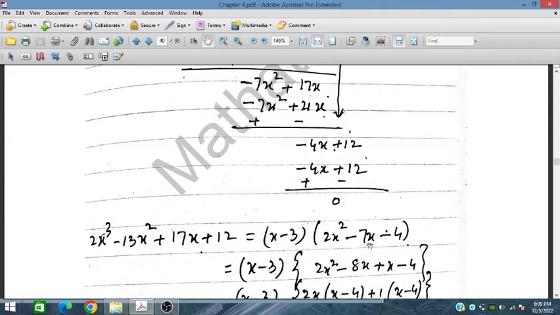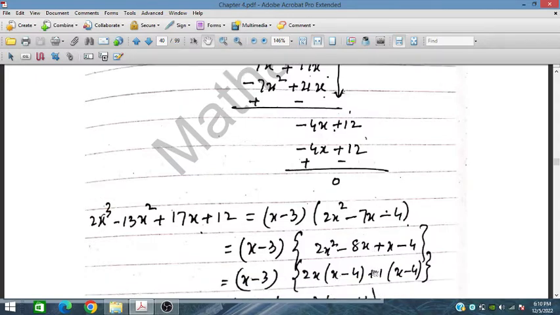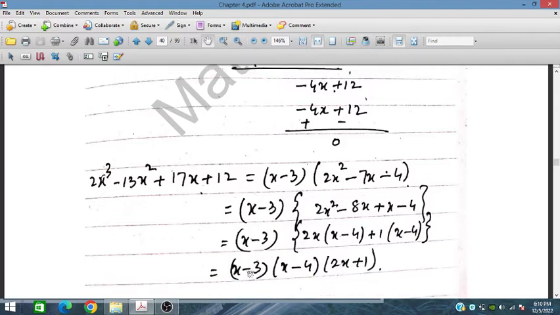So this is a factor, and we can further factorize it. 2 times 4 is 8, so 8 minus 8 plus 1 is one of the options. So we have placed it and factorized it. So this is the result.